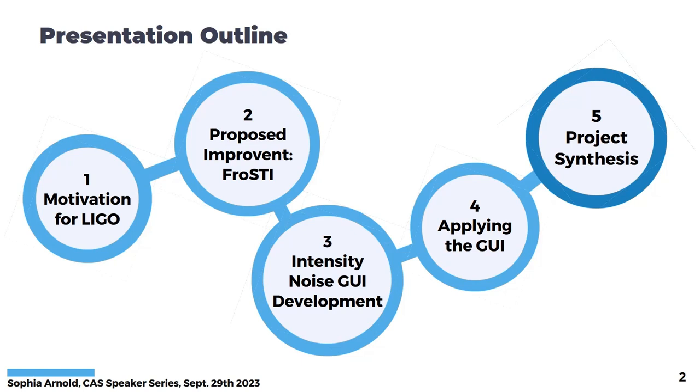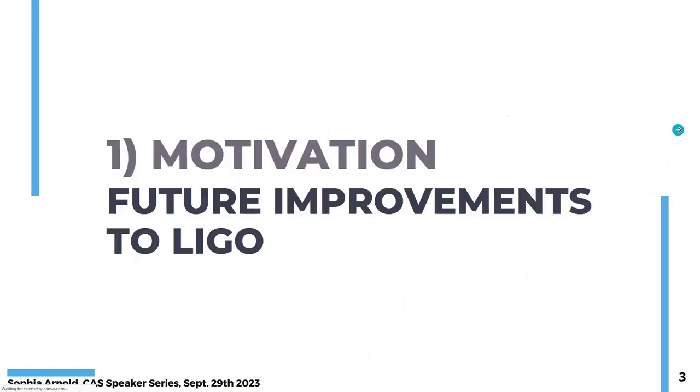And then we will talk about what I did for FROSTY to be implemented in LIGO, specifically developing an intensity noise GUI, then applying the GUI, because why make it if you're not going to apply it? And then talk about the overall project synthesis, what I accomplished, what I learned, all of that fun stuff. So, as I said, motivation: future improvements to LIGO, but also what is LIGO, et cetera.